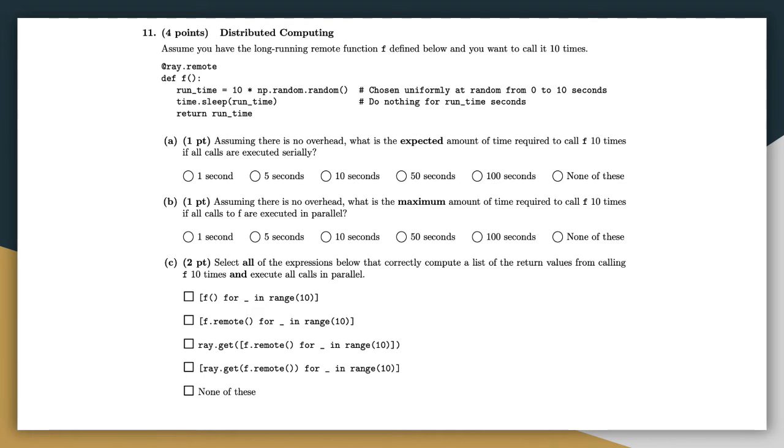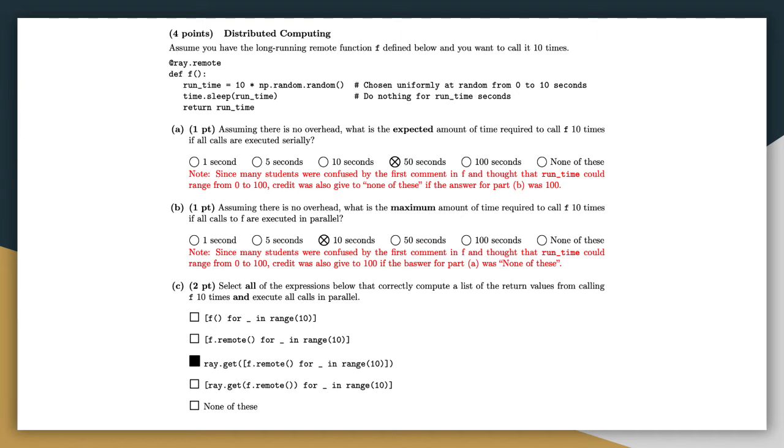Okay, let's go over this. So these are the answers. Sorry it's a little bit zoomed out, but the solutions took a lot of space. But for part A, the expected amount of time required to call this function f 10 times, if they're all executed one after the other, is 50 seconds. And why do we say that?